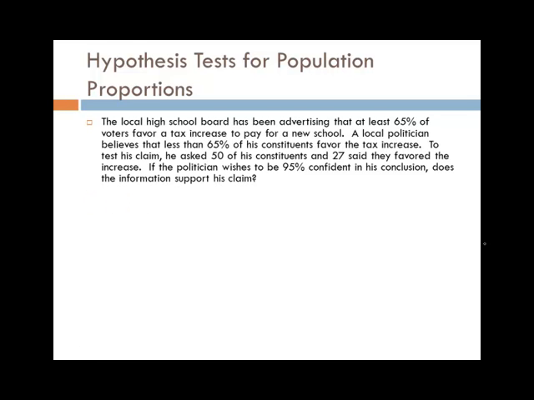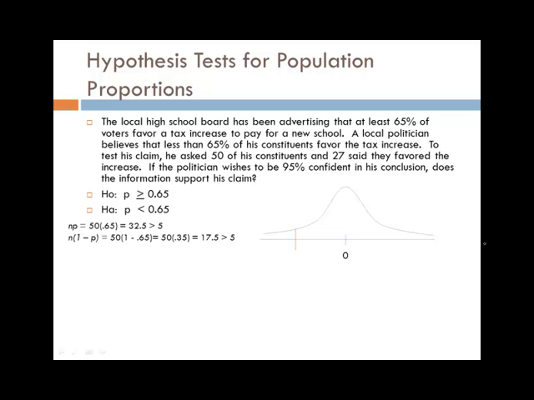So try this problem. Hit pause and try the problem, and then come back for the solution. All right, so here's the null and alternative. Here's the picture supporting it. We do want to double check that the product of the sample size and the p is large enough, which it is. Same thing there. We are all right to proceed.